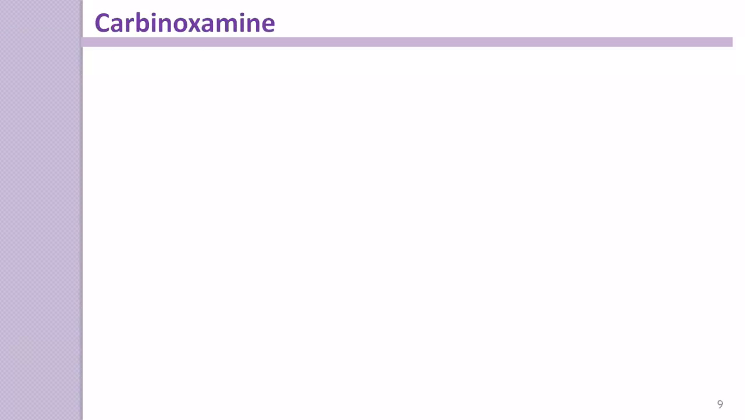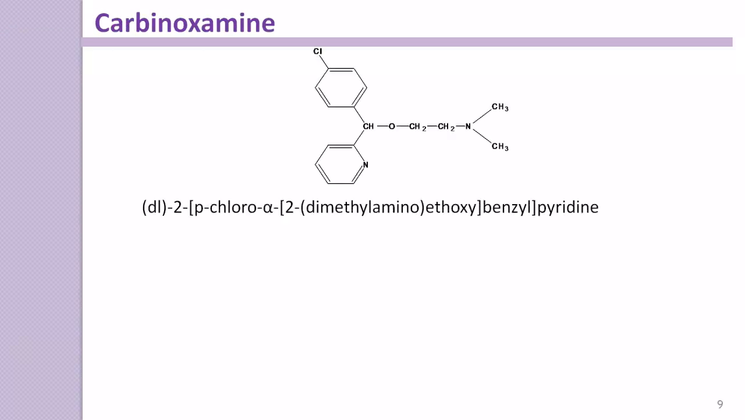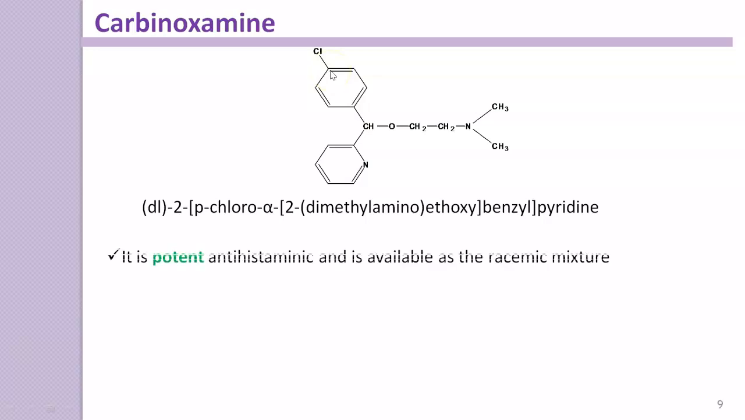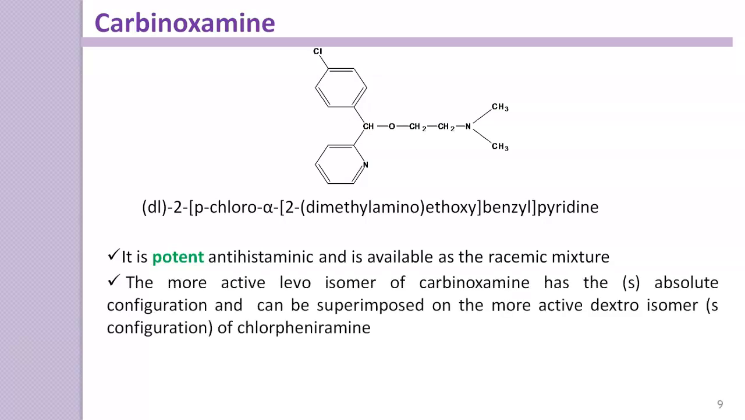Next one is carbinoxamine. Here is the structure of carbinoxamine. In this also one phenyl ring is substituted by the 2-pyridyl ring, and one of the phenyl rings has a chloro group substitution at the para position. So it is also a potent antihistaminic and it is available as a racemic mixture.